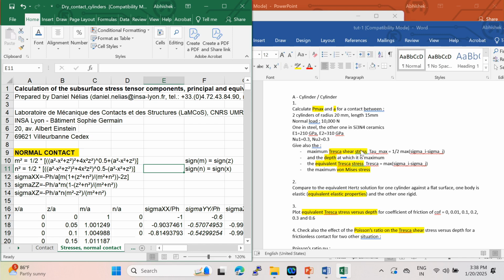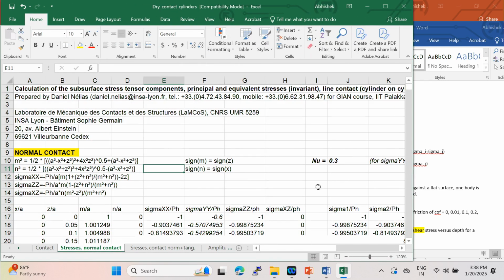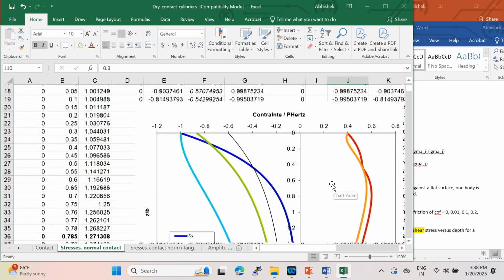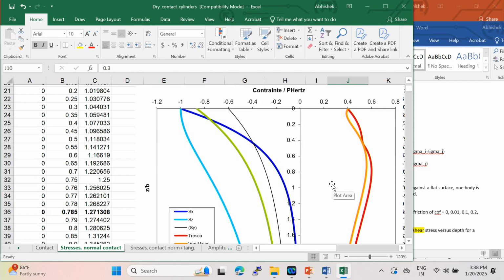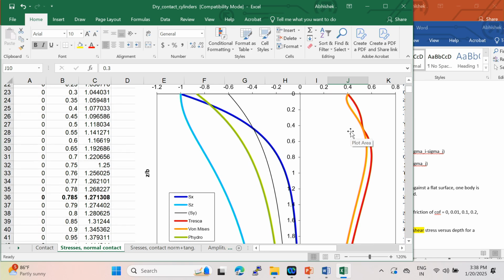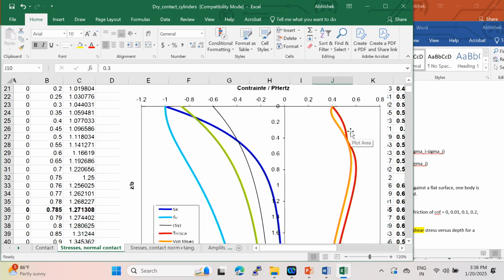Okay, then let's have a look at the maximum stress. This is the classical Young modulus for both materials. And then you have the von Mises stress in orange and the Tresca shear stress in red versus depth.